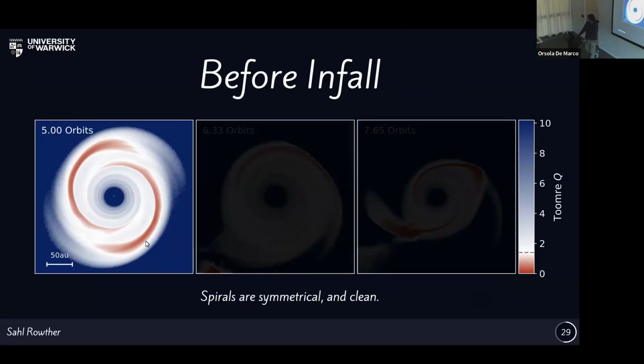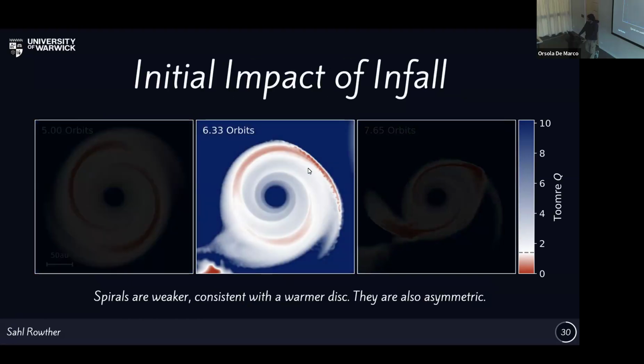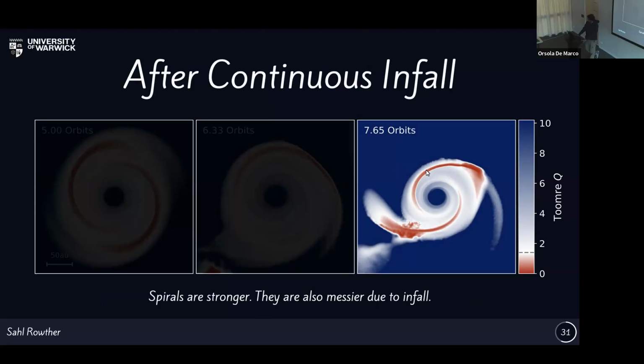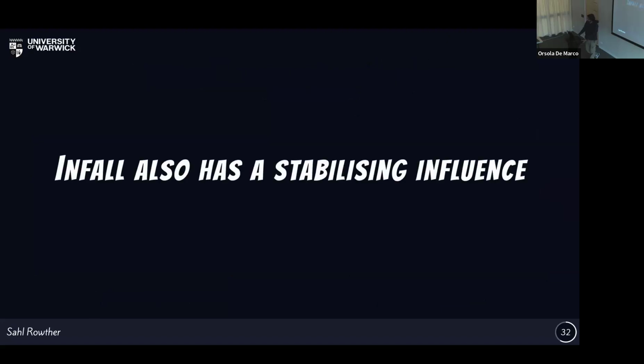At 5 orbits, it's before infall. The spirals are clean, symmetric, nothing weird. Soon after infall, you can see in this region is where the infall impacted the disk, and it has become a bit more stable in that local area. And after a period of continuous inflow, although the gravitational instability is dominant again, you can see the spiral arms are a lot more messy, especially here, because infall is falling onto the spiral arms, making them more unstable, and eventually causing them to undergo fragmentation.